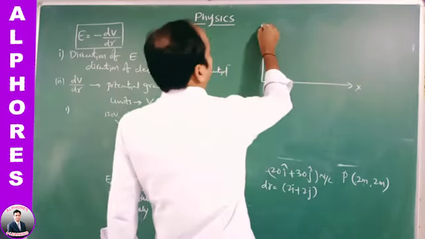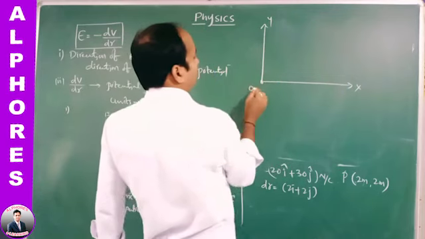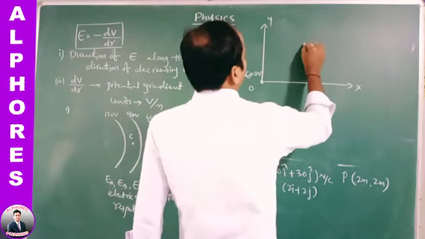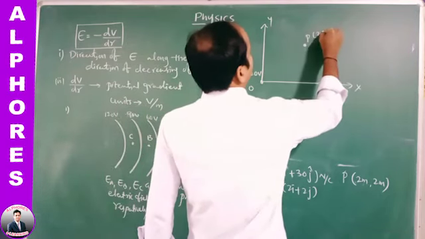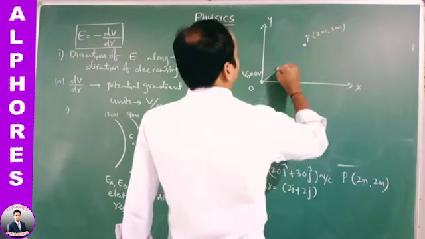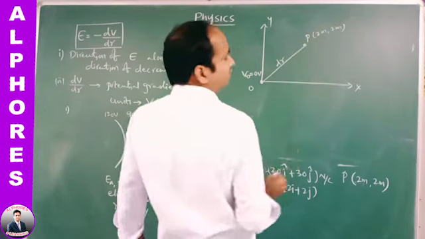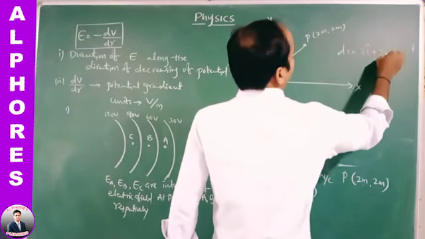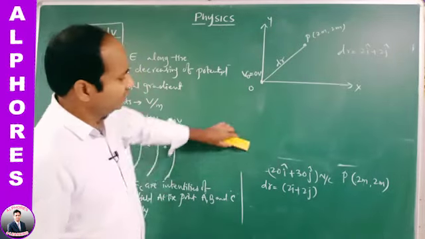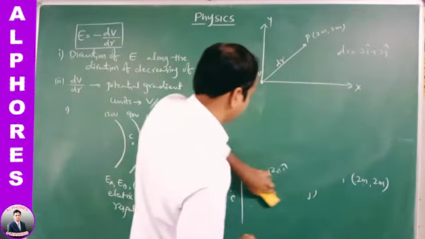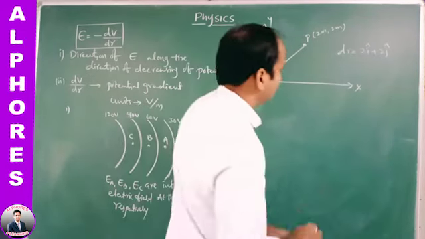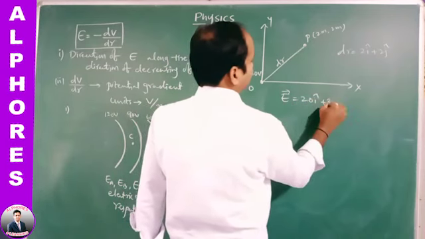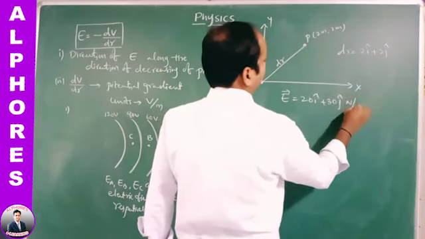This is the XY plane. Here at the origin the potential is 0, V naught is equal to 0 volts. We should find the potential at P of 2 meters, 2 meters. Now, we may write dr is equal to 2i cap plus 2j cap. Now, what is the formula? The electric field is given as E bar is equal to 20i cap plus 30j cap Newton per Coulomb.